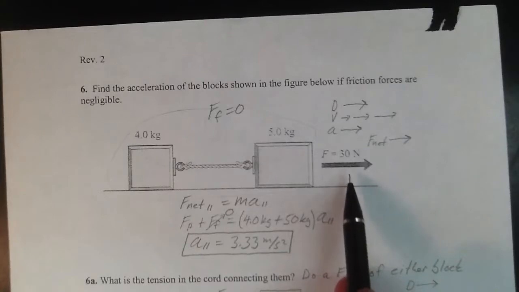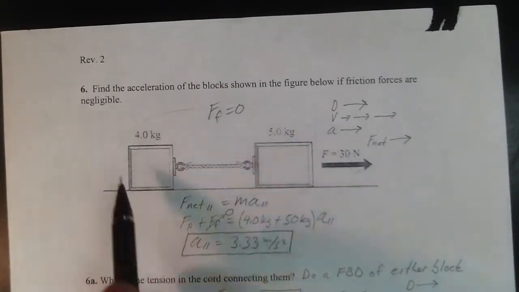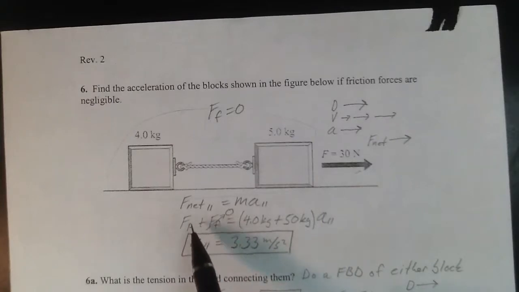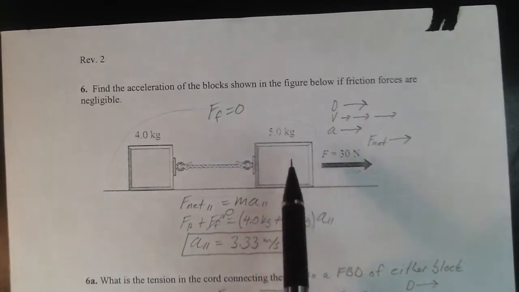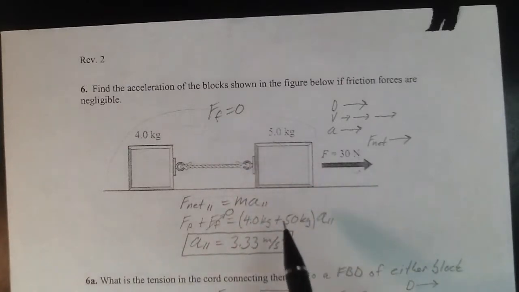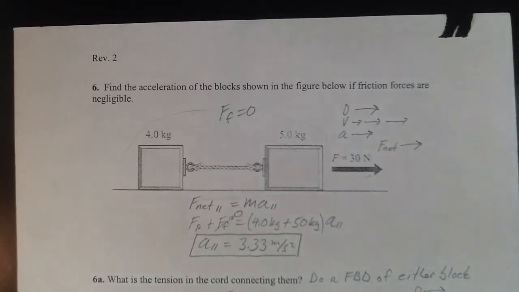Well, there's really only one force acting on this entire thing, and that is this applied force of 30 newtons. This 30 newtons is overcoming the inertia of both these blocks. So looking at the whole system, Newton's second law becomes very, very simple, and I can compute this acceleration of 3.33. That's the easy part. Here's where students have a hard part.